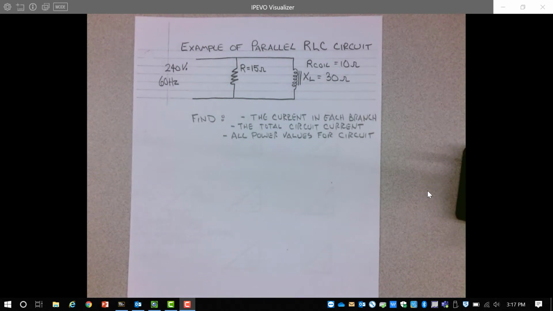Okay, in this example, we are going to look at an example of a parallel RLC circuit. The circuit we have has a resistance of 15 ohms connected in parallel with a coil that has a resistance of 10 ohms and an XL of 30 ohms. Our supply voltage is 240 volts at 60 hertz. What we want to find for this circuit is the current in each branch, the total circuit current, and all power values for the circuit.